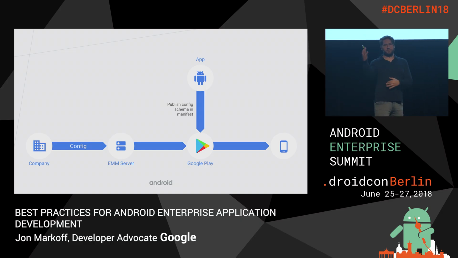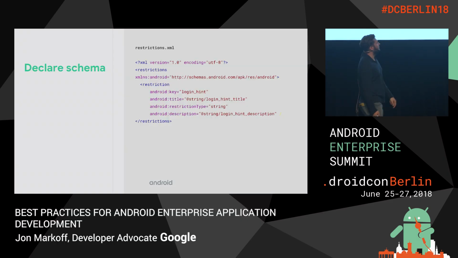So basically in your app, when you're building it, you're going to be able to declare, hey, I'm expecting an email server, a port, maybe the security type, and something else. And your EMM will be able to read those values through Google Play, and your EMM or your admin is going to be able to set those values, which will get pushed down to the device when the app is actually installed.